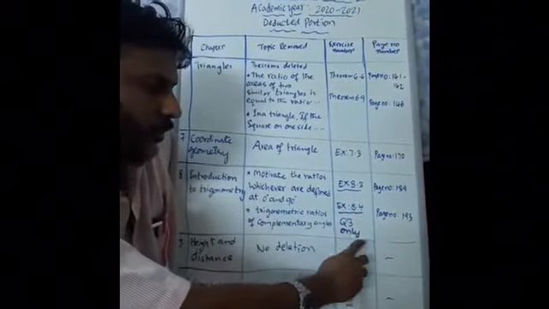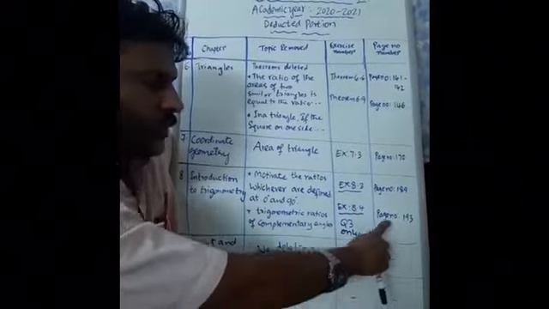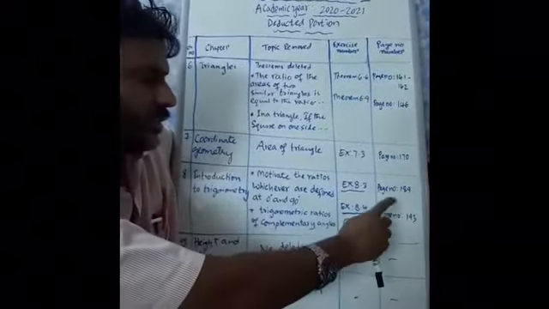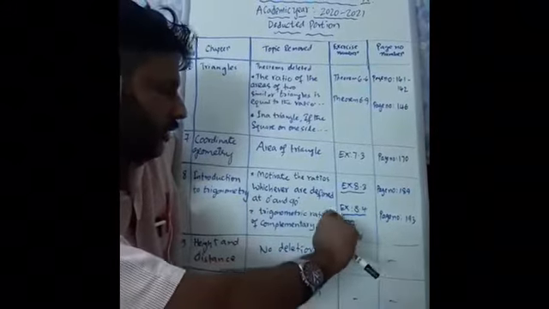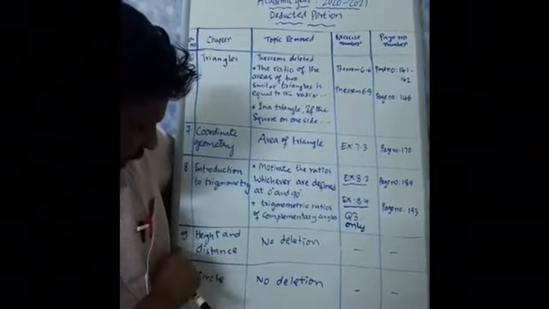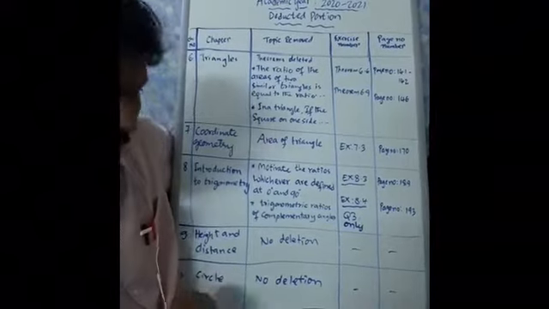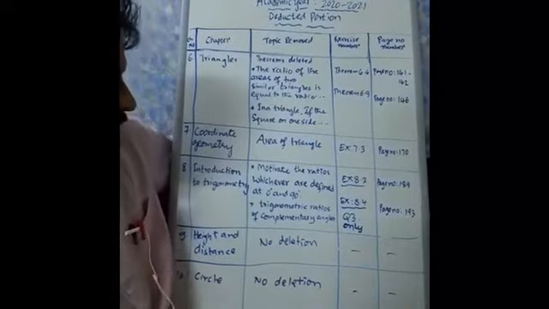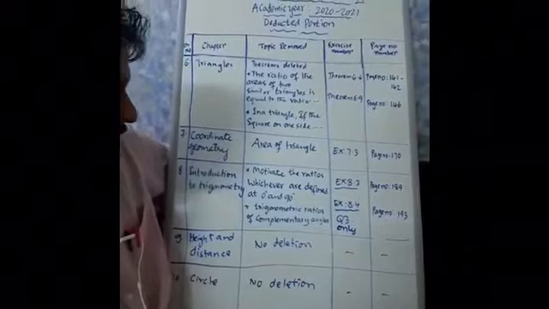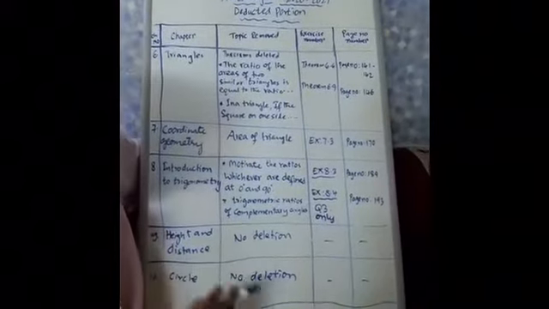Exercise 8.4, only question number 3 is deleted, page number 193. The rest of the questions we have to complete. Chapter number 9, Heights and Distances, and chapter number 10, Circles, have no deletion. Nothing will be deleted from these two chapters, no topic or exercise.